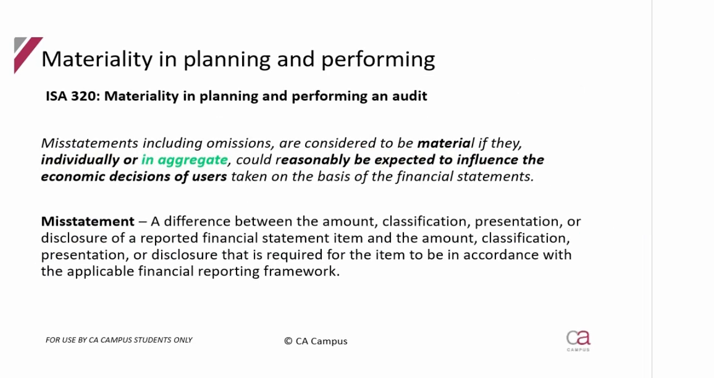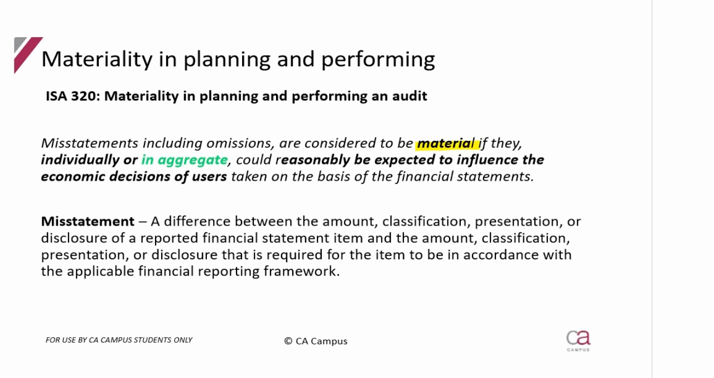So I've said here, misstatements, including omissions, are considered material if they individually or in aggregate could reasonably be expected to influence the economic decisions of users taken on the basis of the financial statements. So look at that sentence again. It would be material if it affects the decisions of the users.